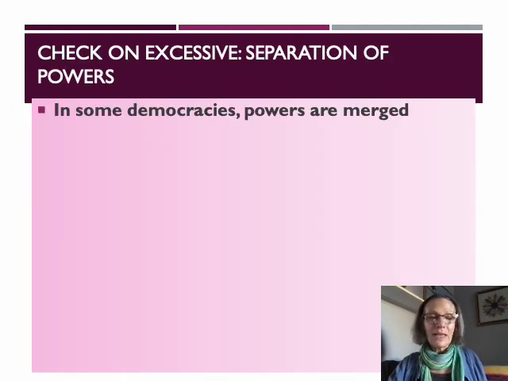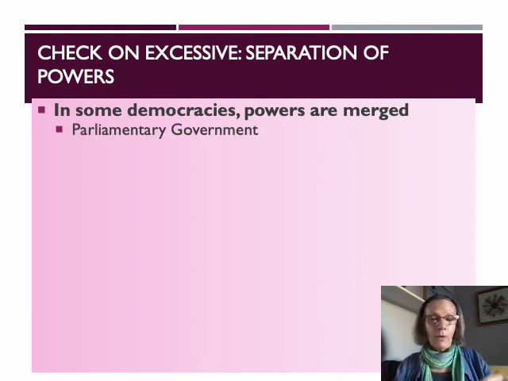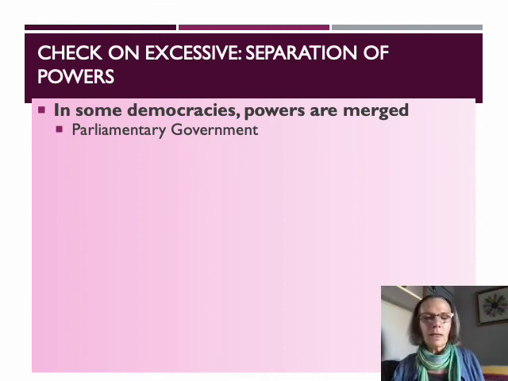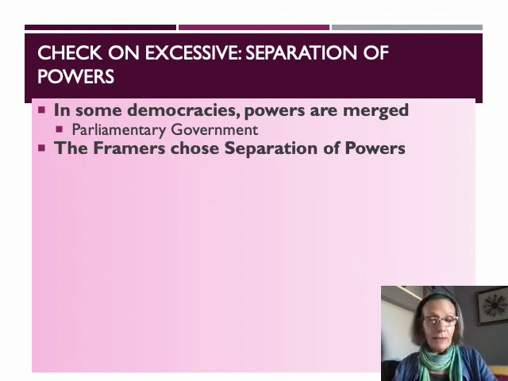So as I mentioned in the previous slide, in some democracies, power is merged. The power of the legislative branch and the power of the executive branch is merged into one basic institution, Parliament, and then the Prime Minister is basically a part of Parliament. They're selected by Parliament. As we know, that was an idea in the Virginia plan that was thrown out, and the framers chose separation of powers.